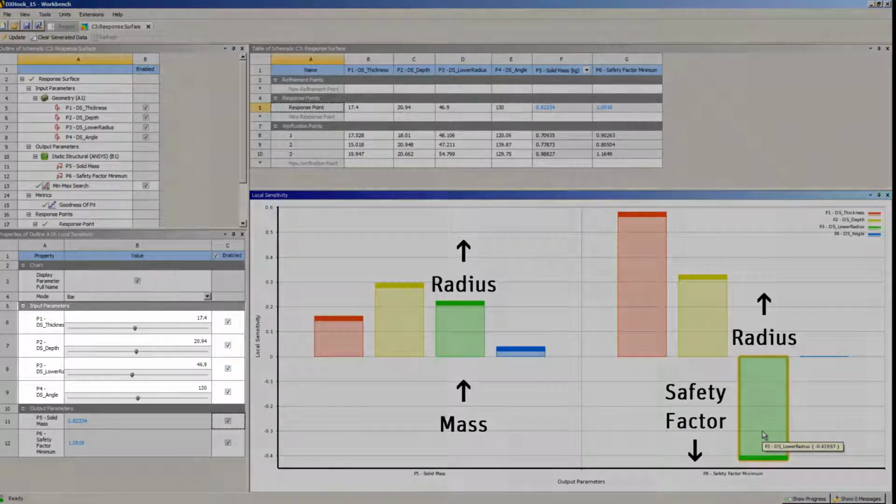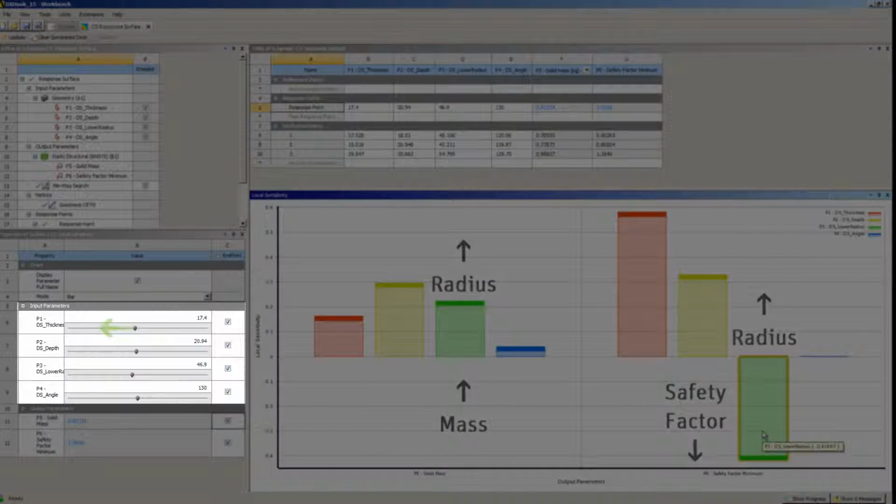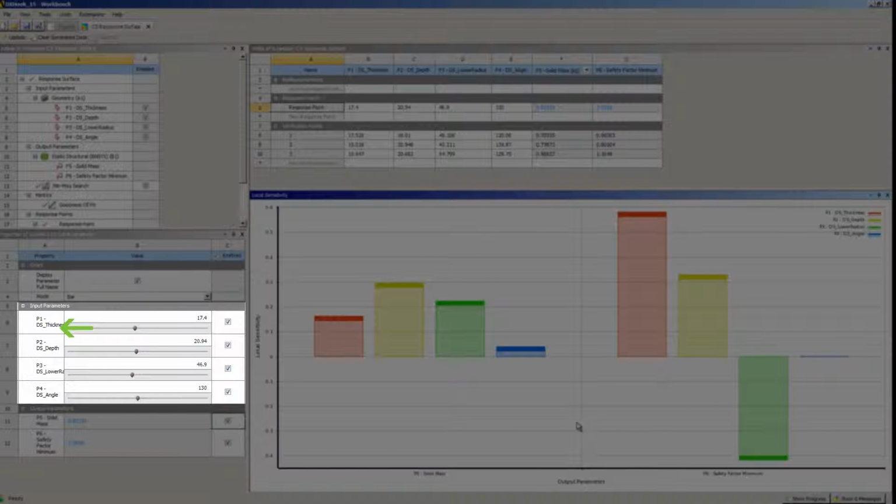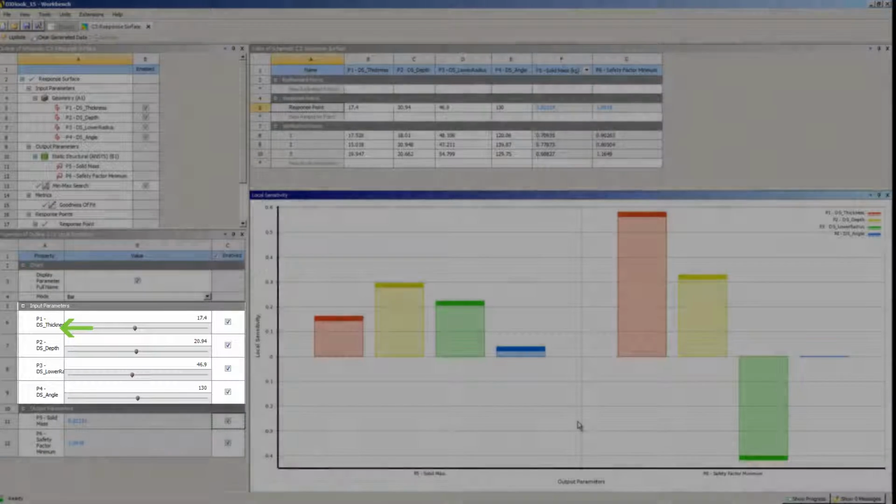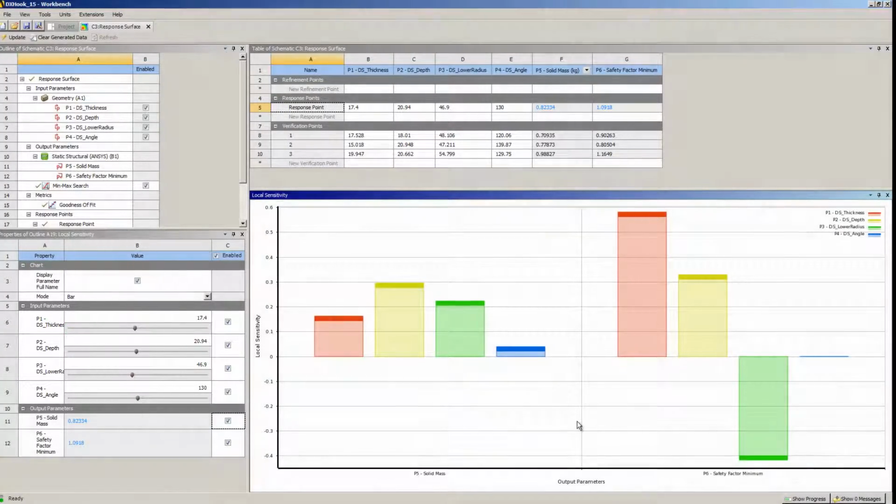Since both of these are contrary to my purpose, I know I'll want to keep the lower radius of the hook as small as possible, although there may be some constraint on how small the radius can be while still having a functional hook.